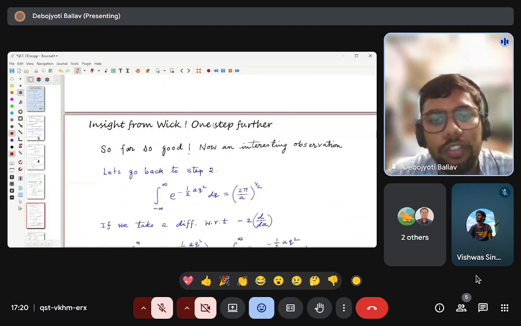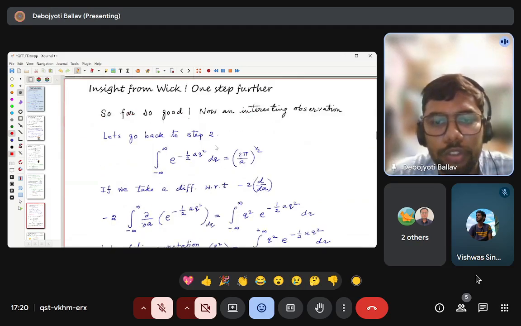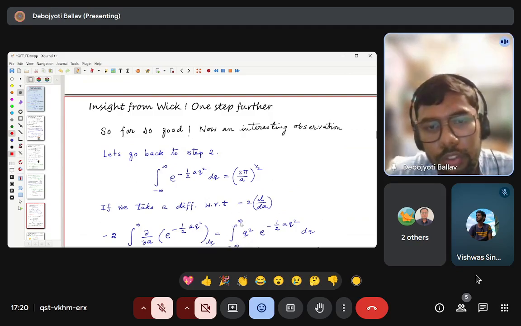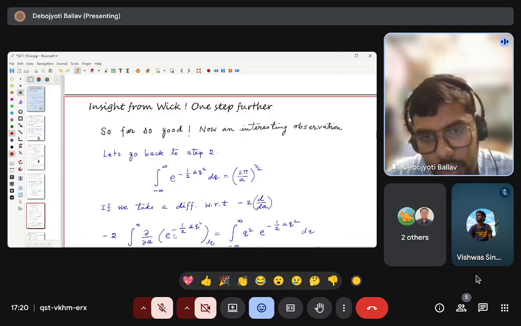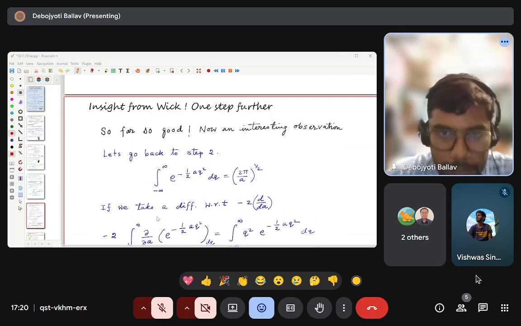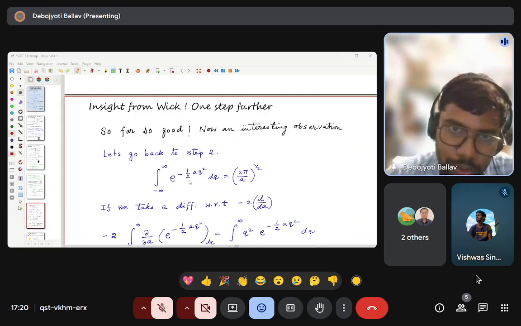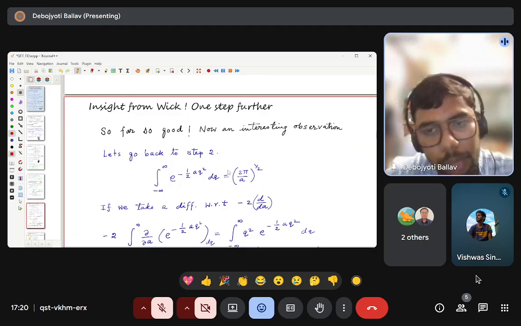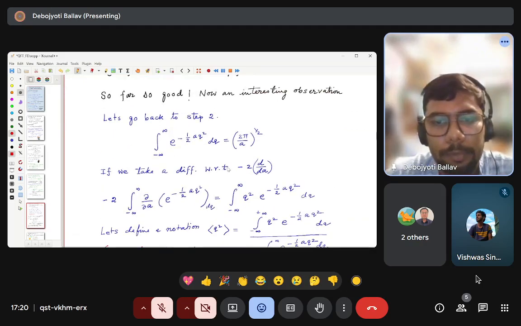Now if you differentiate this integral with respect to a, what will you get? I can take a derivative with respect to this parameter a, and that will introduce a factor of q square in front. Can you see? So if I take a derivative of this integral with respect to the parameter a, it will come as a factor q square.